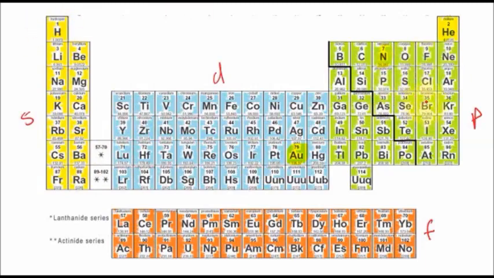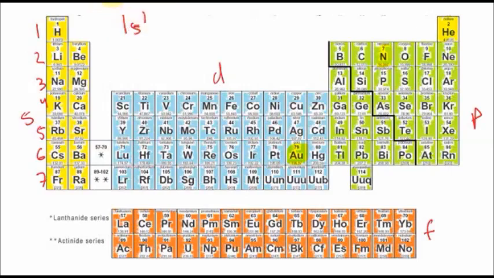Okay, so let's first start with hydrogen. We know hydrogen has 1 atomic number. By the way, I did not mention this: each row of the periodic table represents an energy level. So this would be energy level 1, 2, 3, 4, 5, 6, 7. We know hydrogen has only 1 electron, so we'd simply say 1s1.